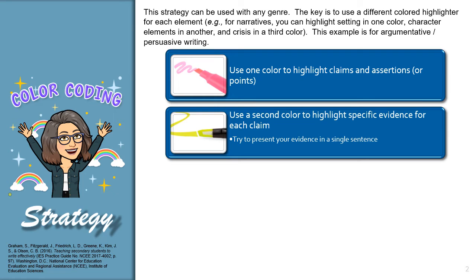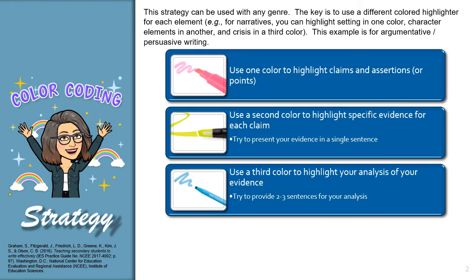What constitutes the evidence? This is the research that you're presenting. These are the facts you're using to support your claims. After you've highlighted all the evidence in your paper, you'll go back and you'll highlight your analysis of the evidence. These are the sentences that follow the research you've presented, and you explain why it's important, why it's relevant.